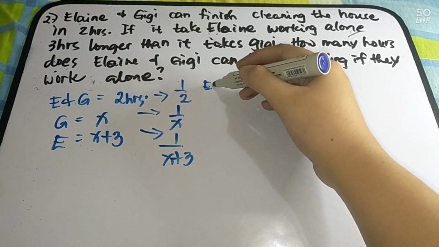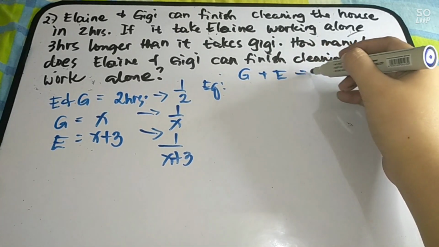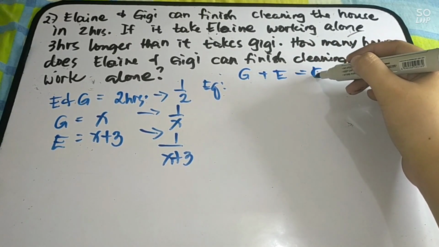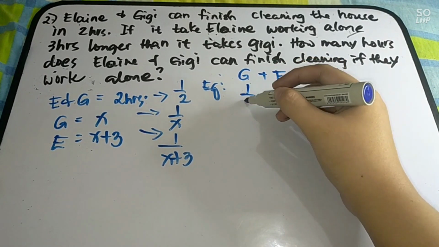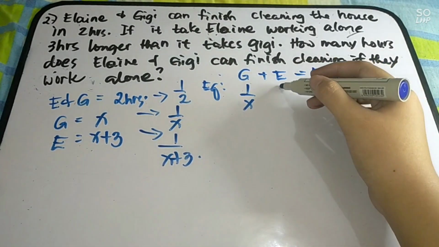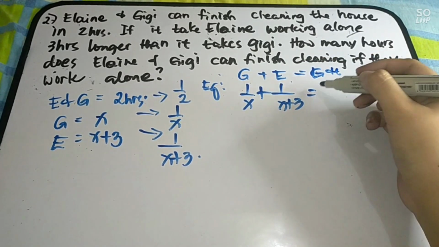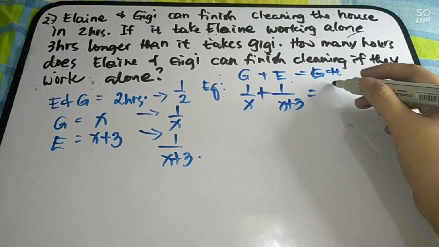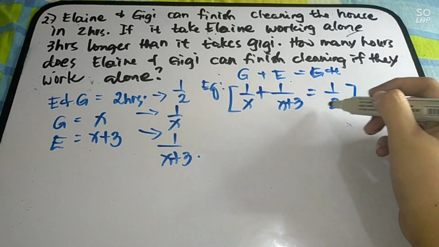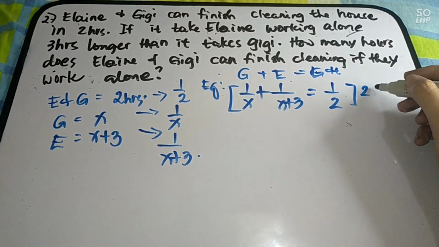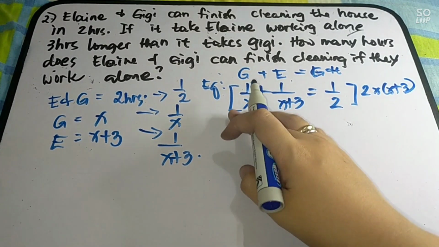Let us have the equation. So, you have Gigi plus Elaine is equal to, Gigi and Elaine. So, Gigi ay 1 over x, si Elaine is 1 over x plus 3, just add, is equal, if they work together, we have here 1/2. Then, let us find for the LCD. So, pagsama-samahin lang, 2x times x plus 3. Then, you are going to divide and multiply.